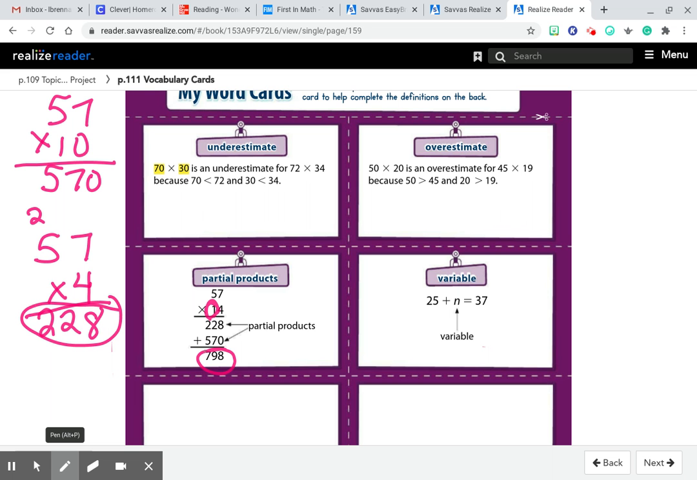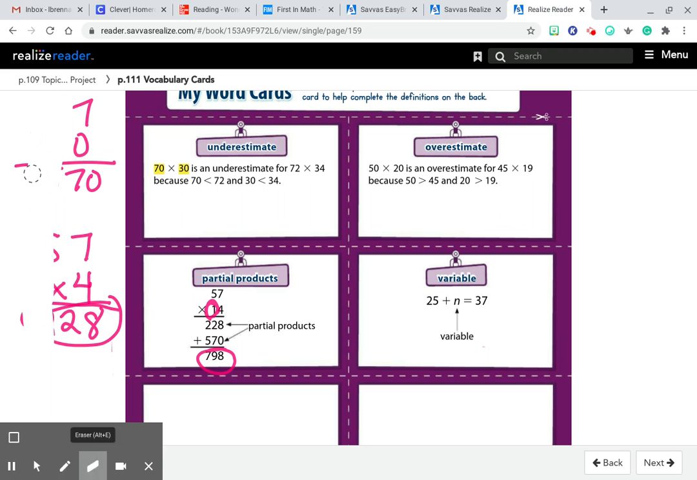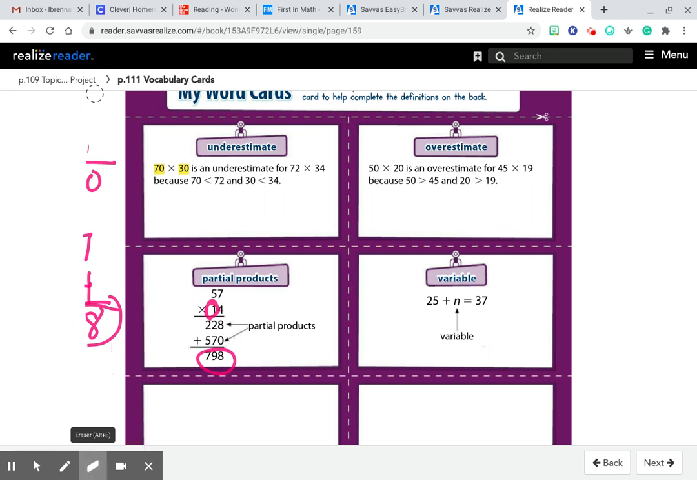And variables are just letters. So a variable is a letter, any letter that you want that represents a number, an answer. It's called a variable. So those are the vocabulary words that we're looking over to prepare us for the lesson this week. And we are starting, I'm going to move right ahead into the lesson, the first lesson.